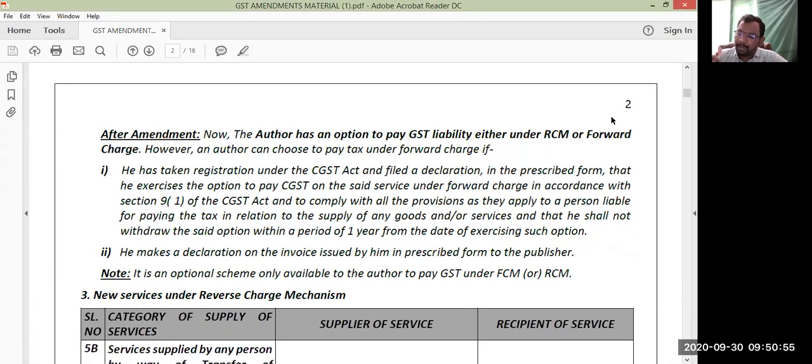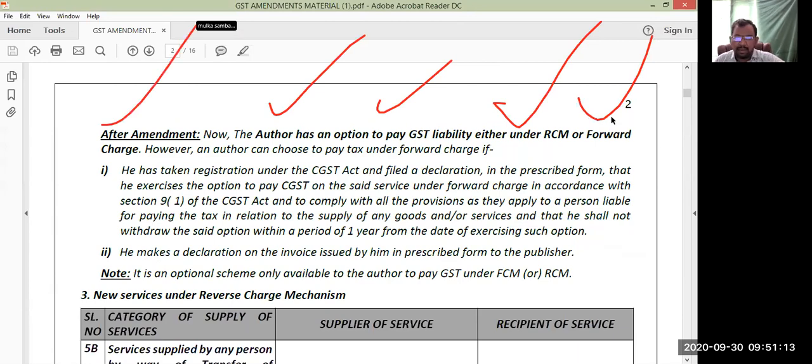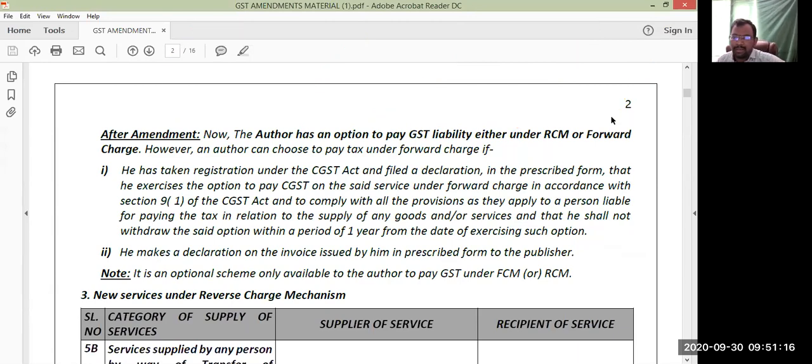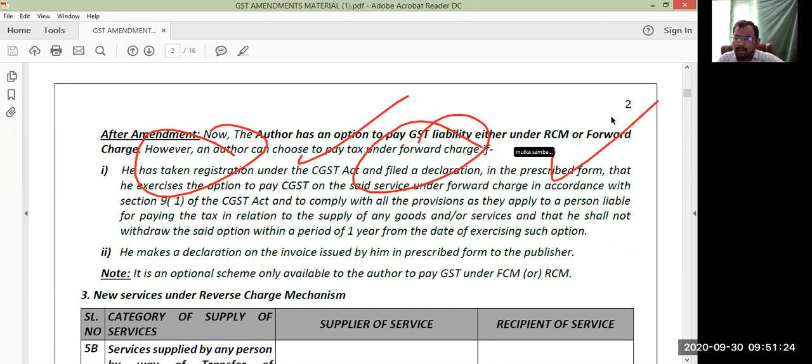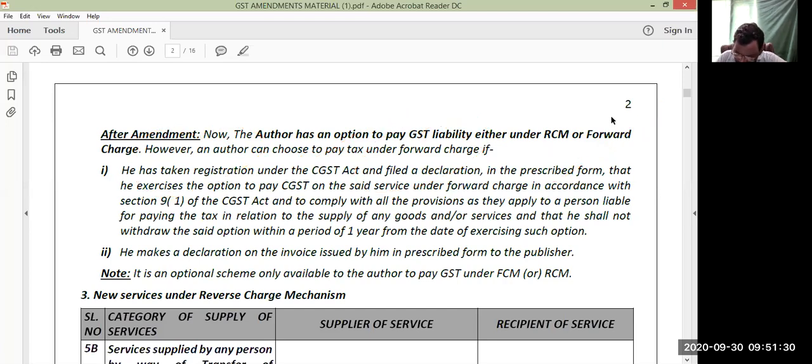So this is after the amendment. The author has the option to pay the tax. Option to pay the GST liability either on reverse charge mechanism or on forward charge mechanism. However, an author can choose to pay the tax under forward charge mechanism if he has taken registration under the GST Act and filed a declaration that he exercises the option to pay the GST under forward charge mechanism. Clear? And he shall not withdraw the option within a period of 1 year from the date of exercising that option. He cannot withdraw.